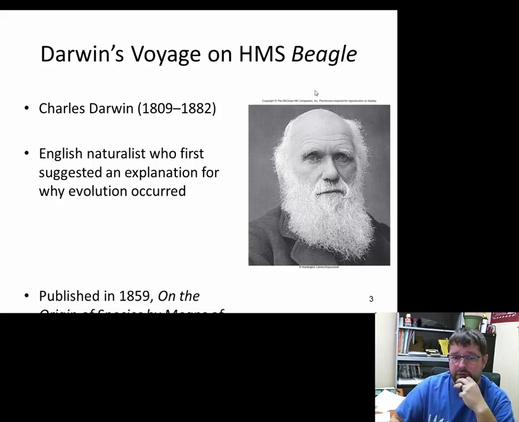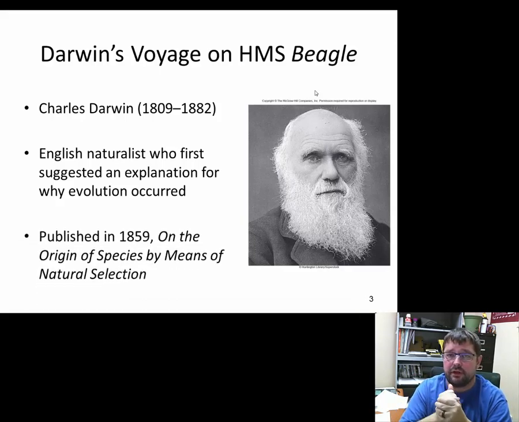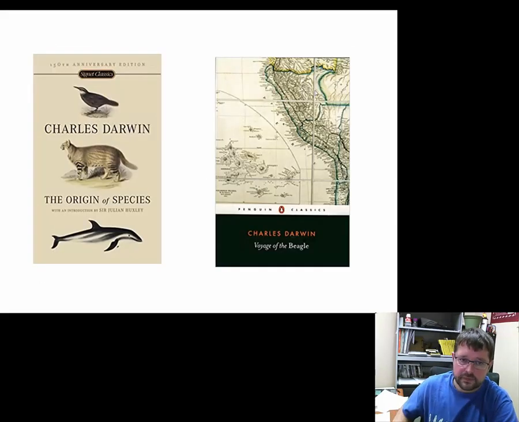Okay? And so he published in 1859 that mechanism by which evolution can occur. His book, On the Origin of Species by Means of Natural Selection, was published in '59. Okay? Here's the book, Charles Darwin, The Origin of Species. If you're going into science, if you're going to be a biologist, I highly recommend reading it.